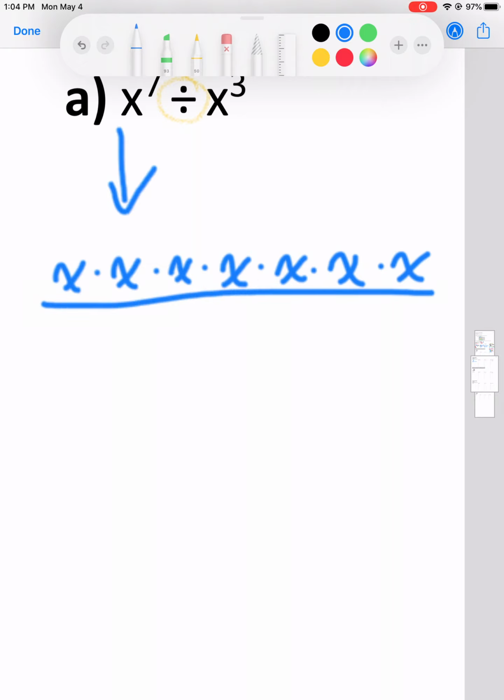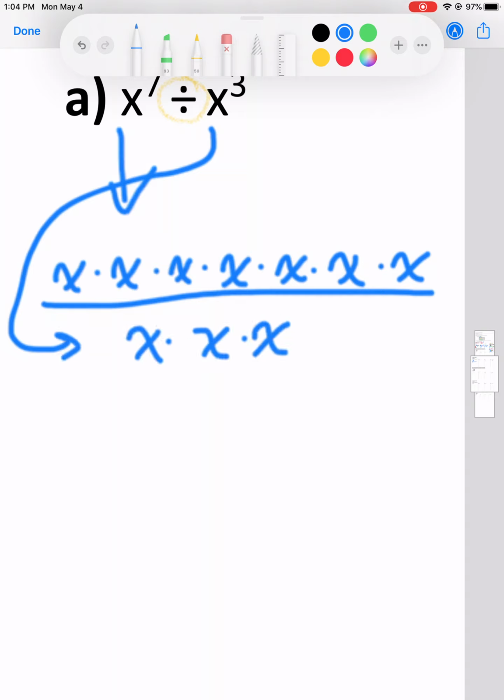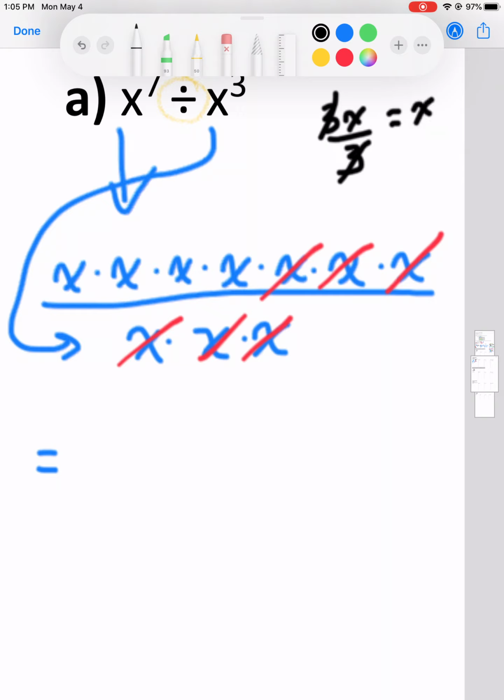So that's divided. And how many do we have there? 1, 2, 3. So now we're going to be dividing. Because these are all being multiplied together and they're all the same, what we can do is cross them out. This one can cross out with that one, and that one with that one, and that one with that one. It's the same thing we've done before, like 3x divided by 3. Well, the 3s are the same, so we just have the x left over.